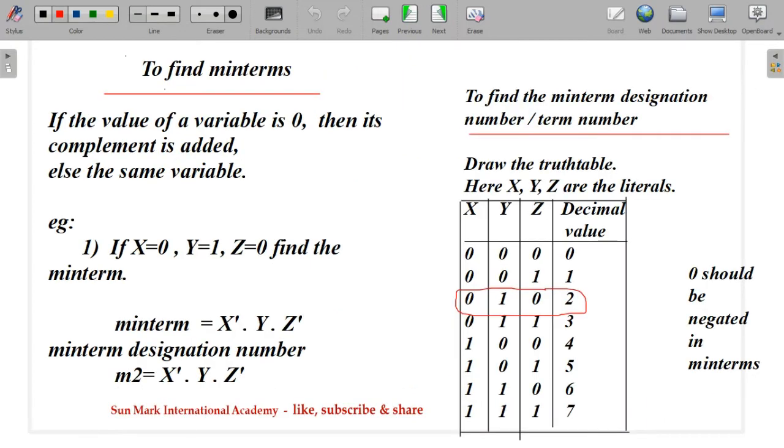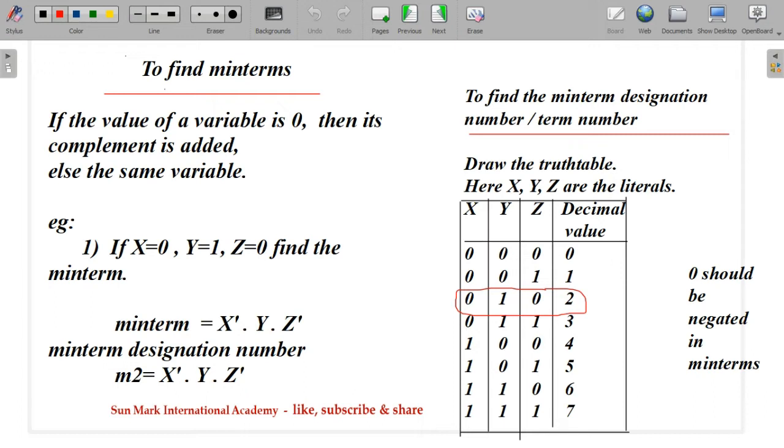Next, how to find minterms. Before that, an important point is there. If the value of a variable is 0, then its complement is added, else the same variable. You have to remember this point. If the value of variable is 0, then we are adding the complement of the variable. Otherwise, the same variable we are adding.